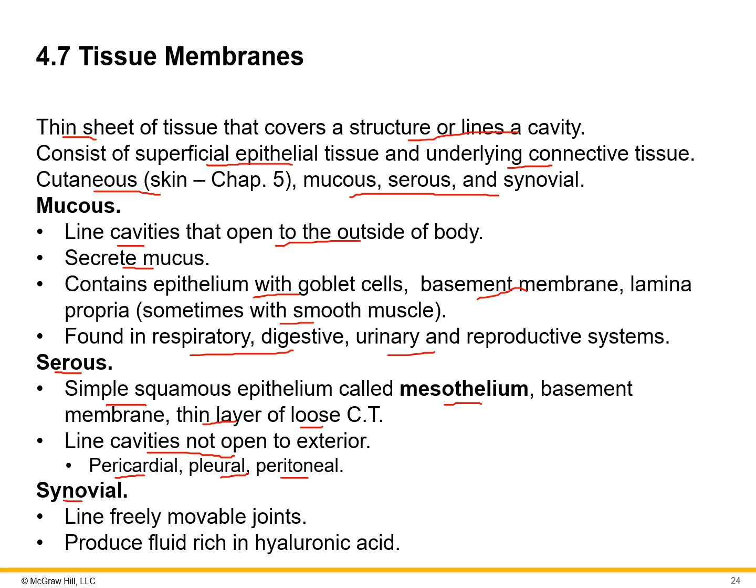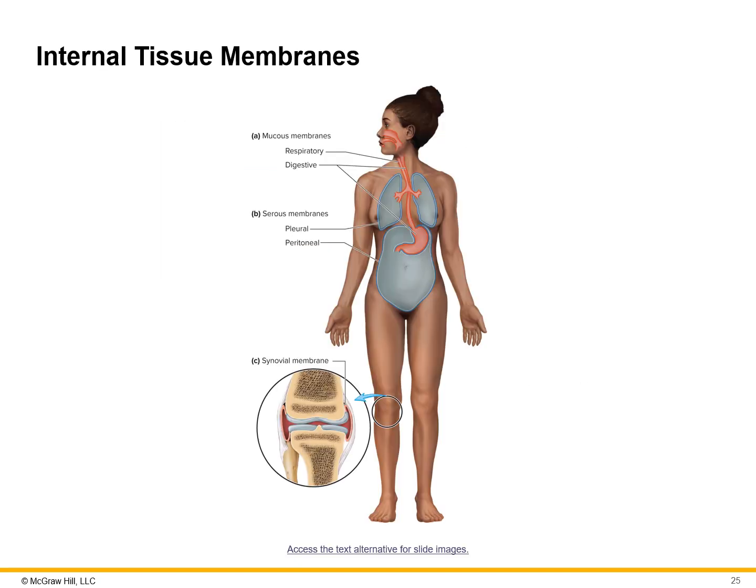And then finally, the synovial. So this lines freely movable joints, and it helps to produce the fluid to enrich that hyaluronic acid that we talked about. So again, just where we can see these. So again, the mucous membranes here on the respiratory and digestive tract. The serous is going to be in these cavities, like the pleural cavity or peritoneal cavity, kind of shown here in red, so around the lungs or around the digestive organs. The synovial membranes, so those we're going to find more around in our joints and around those.